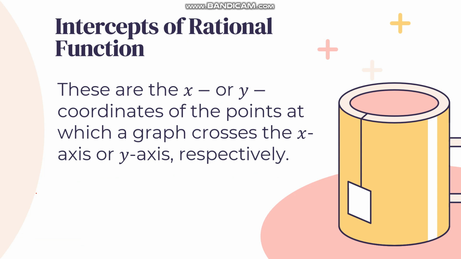We also have the intercepts of the rational function. There are two: the x-intercept and the y-intercept. When we say intercepts, these are the x-coordinates or y-coordinates of the points at which a graph crosses the x-axis or the y-axis respectively. So these points are where the graph touches our x-axis and our y-axis. So we're going to identify the following x-coordinates and y-coordinates.